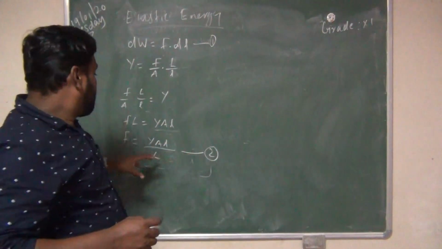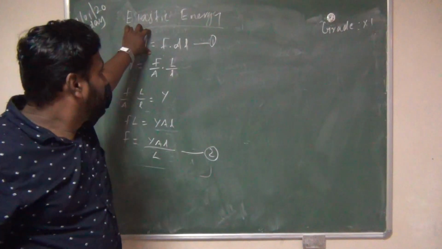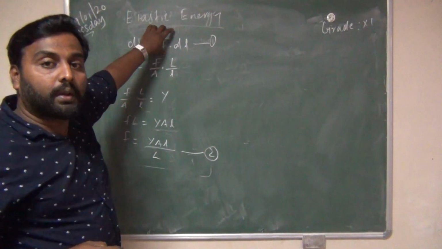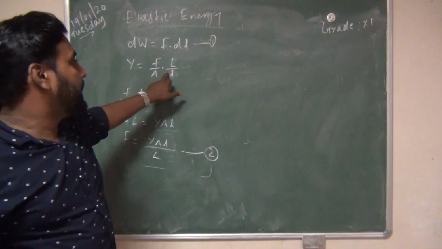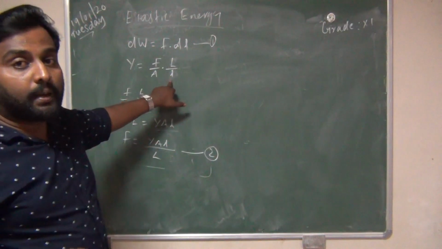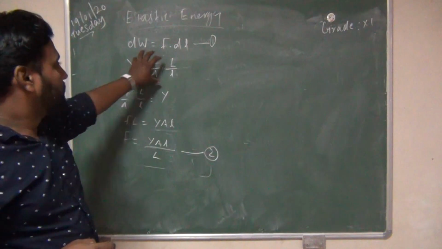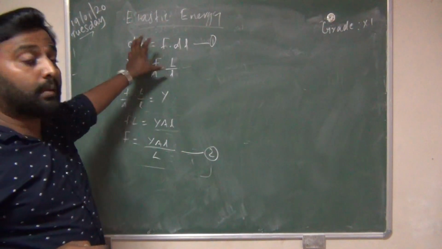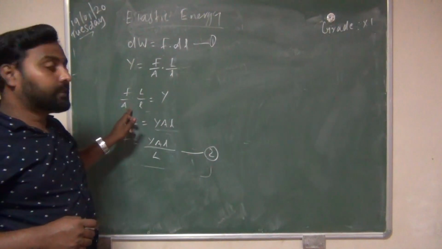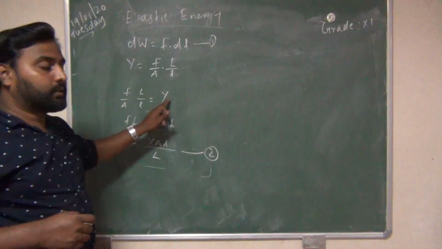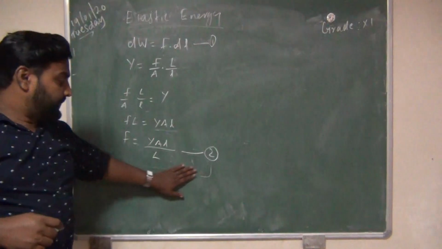Now what we have to do means, we need to find out the work done W, and here we have found the F from this Young's modulus formula. Y is equal to F by capital A into capital L by small l, and from that we have found this F. So I have taken this F by A, L by l this side and Y another side. Now F is equal to what? A and l taken upside, so Y A l. So F is equal to Y A l divided by capital L.